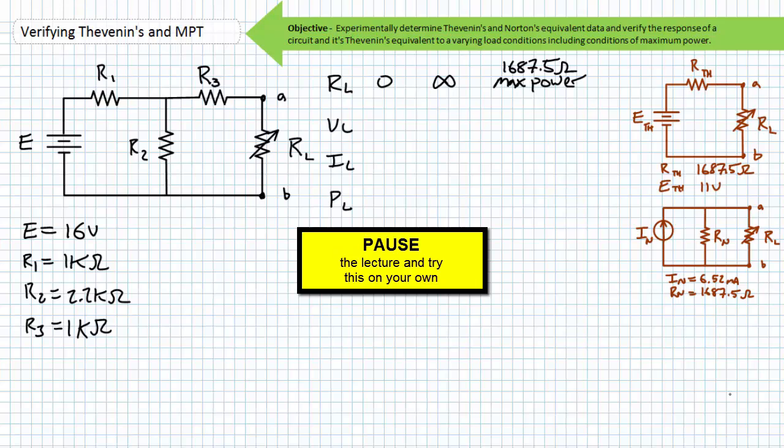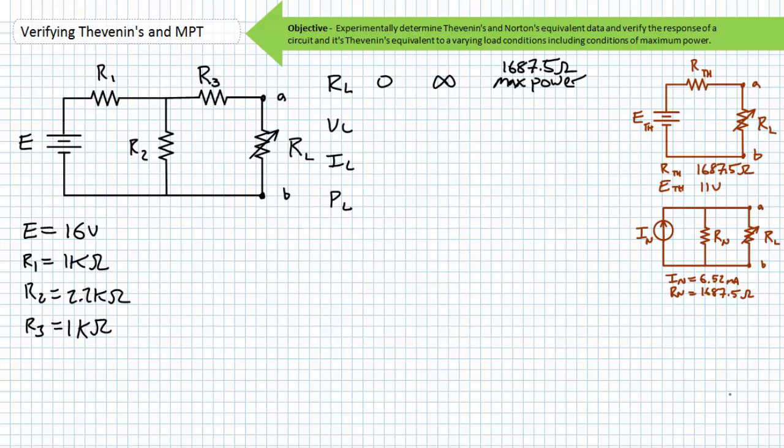By all means, pause the lecture and solve for the voltage drop across the load resistor, the current through the load resistor, and the power dissipated by the load resistor for 3 different conditions. 1: when the load resistor is a short circuit or has 0 ohms of resistance. 2: when the load resistor is an open circuit or has an infinite resistance. And finally, at maximum power conditions, when the load resistor equals the Thevenin's or Norton's equivalent resistance of 1687.5 ohms.